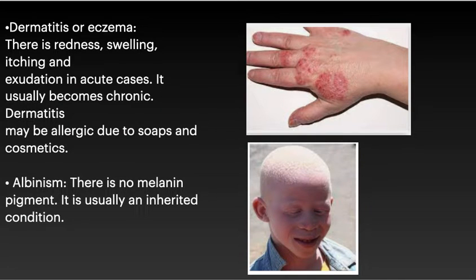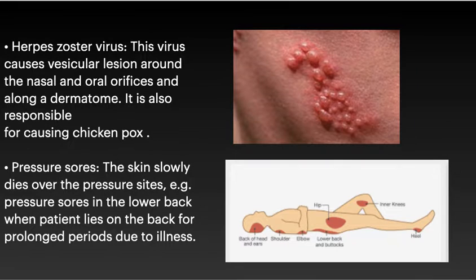Now, dermatitis or eczema: there is redness, swelling, itching, and exudation in acute cases, and it can become chronic. It could be due to allergy, due to soaps and cosmetics. Albinism: absolutely no melanin pigment is found, and it is usually an inherited condition.